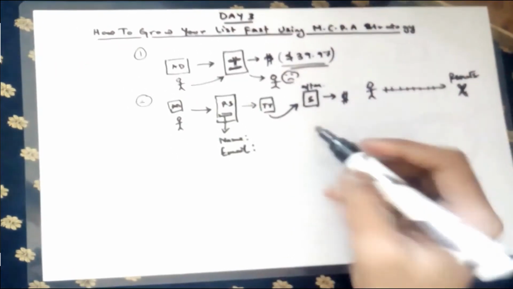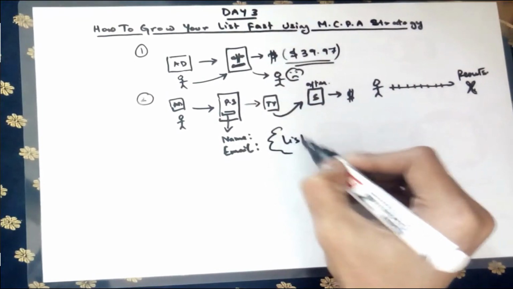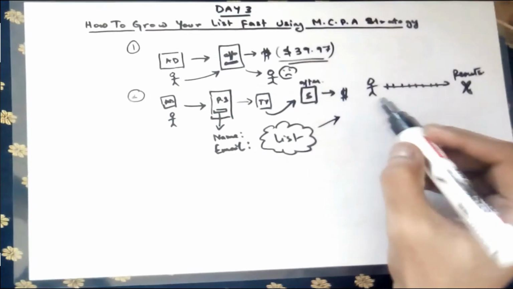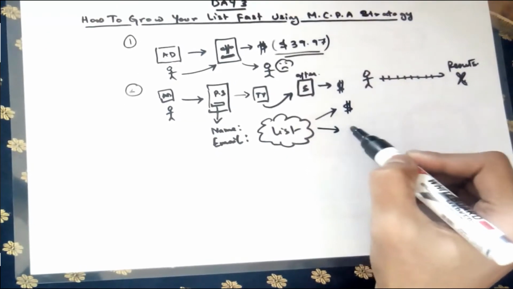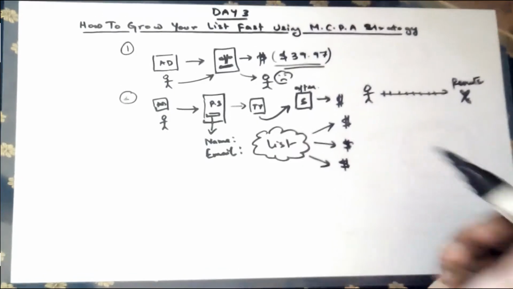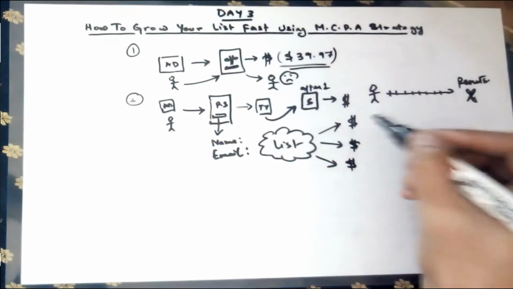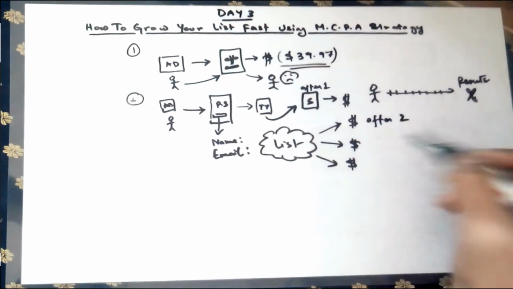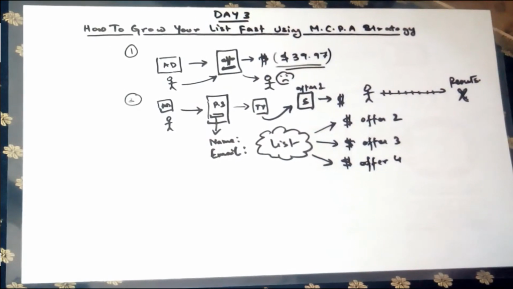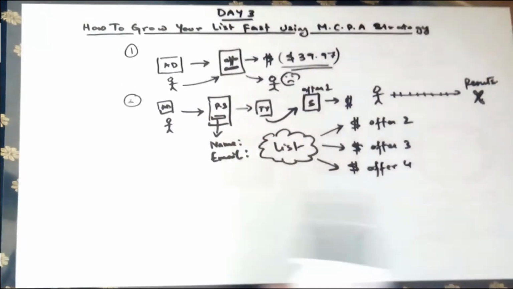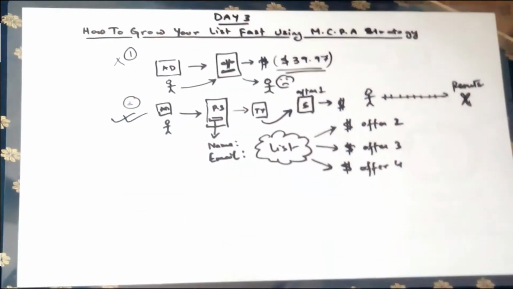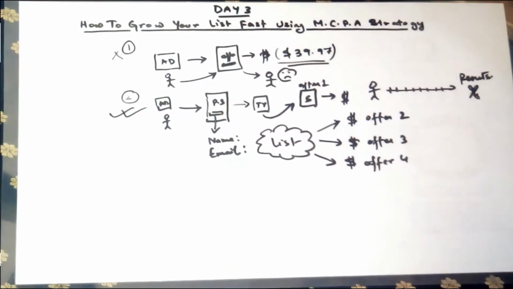So you are creating your list here, and this list, you can monetize anytime, any place, anywhere. You can send them multiple offers. You don't have to send them offer 1. You can send them offer 2. You can send them offer 3. You can send them offer 4. That is the most important thing, guys. What people teach you, this is the wrong model, this is the right model to follow. You have to educate your customer in order to make a sale.